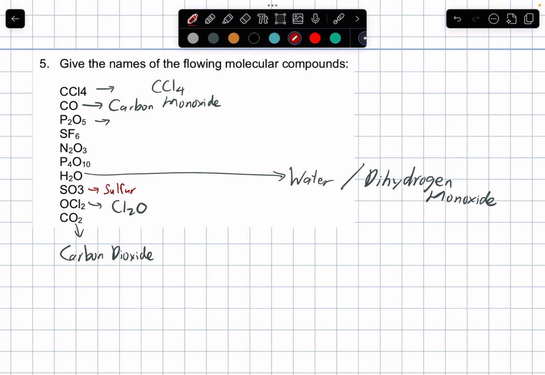SO3 is sulfur trioxide. Since oxygen is a nonmetal, we can use the prefixes, mono, di, tri. How about P4O10? What's that? Phosphorus pentoxide. Wow, what?